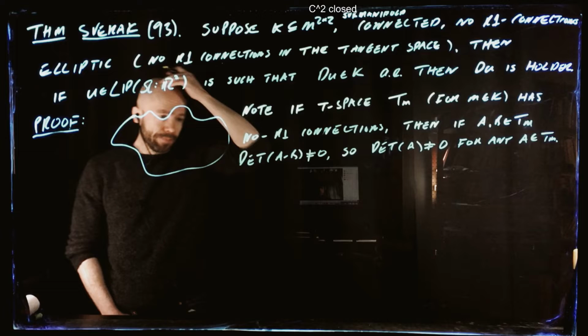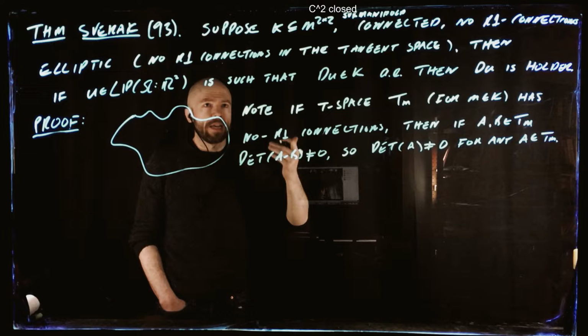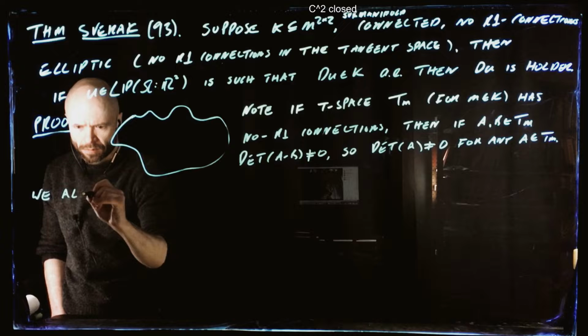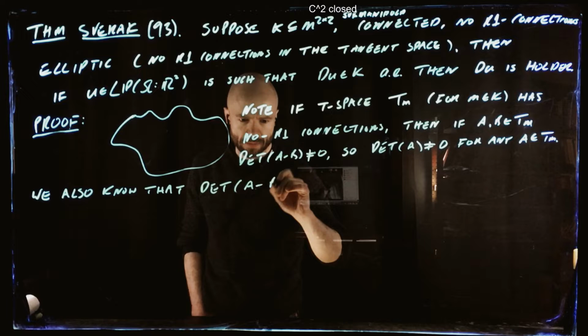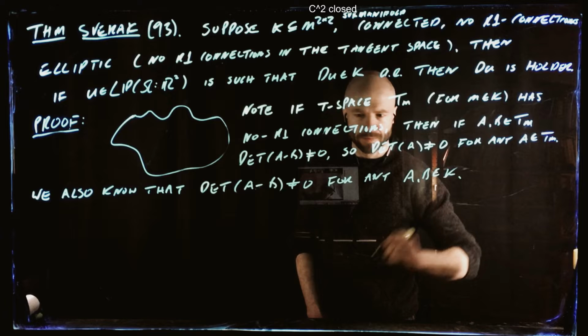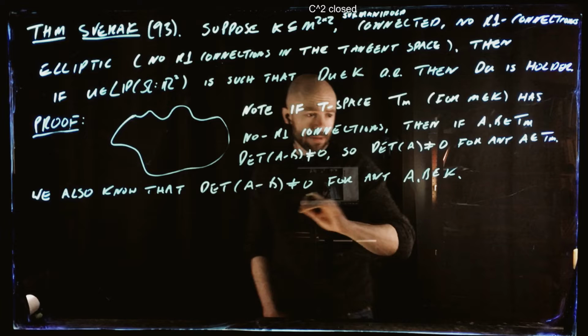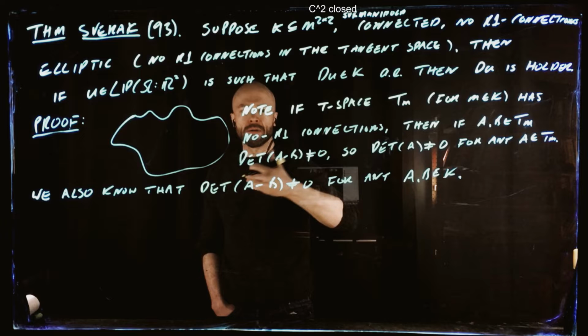Cool. So that has strong implications, as we'll see. So first thing to note is that the set K itself, the submanifold K itself, doesn't have any rank one connections. So we also know that determinant of A minus B is not equal to zero for any A, B belonging to the set K. Right? Because if it did, that would be a rank one connection in set K. And since K is a connected thing, then it's a topological fact that we must have that either the determinant of A minus B is always going to be positive, or always going to be negative as we range A, B across all possible pairs.